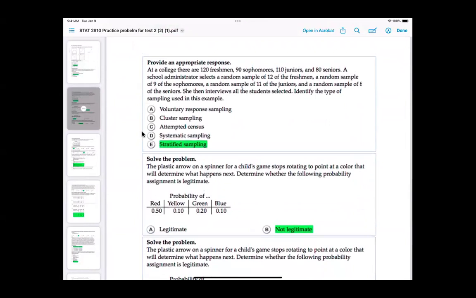So the people chosen at random are part of the sampling frame. Yeah, so the sampling frame is like, yeah, the people. And let's get to the next one. So the next one is trying to ask you which type of sampling technique was used.